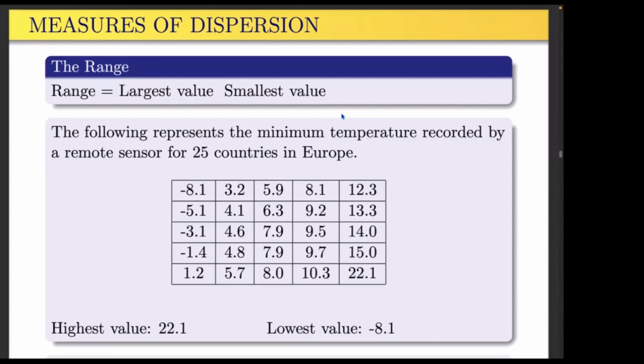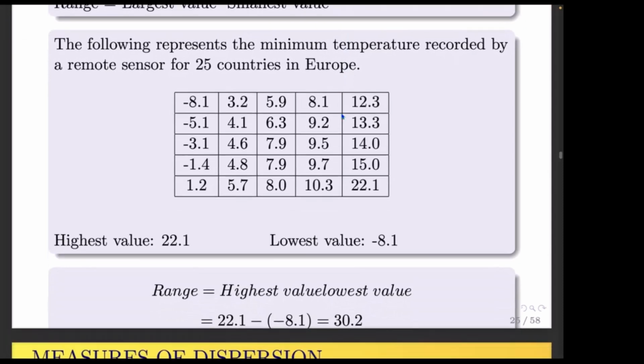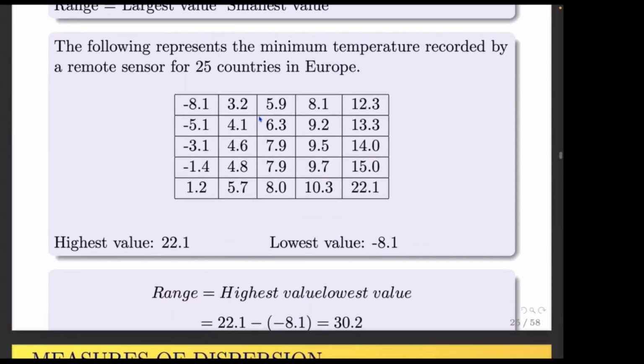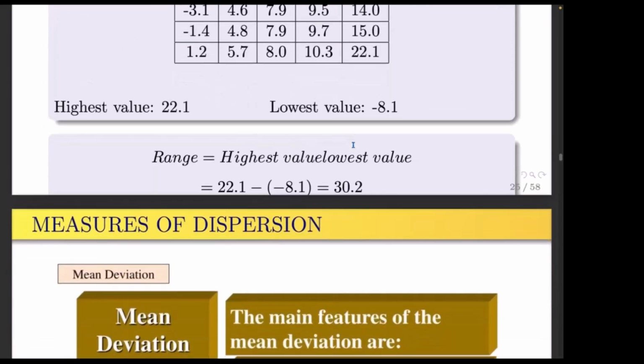Finding the range is just getting the highest value and subtracting the smallest value from it. That answer is the range. So here we can see that the highest value is what? 22.1. The least value is negative 8.1. And then we have 30.2. We know with negative values, the bigger the number, the smaller it is. So this is the range.